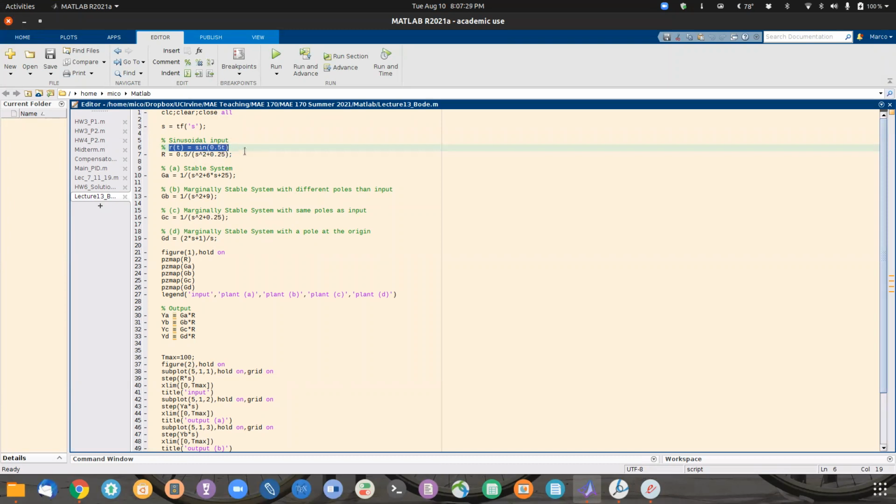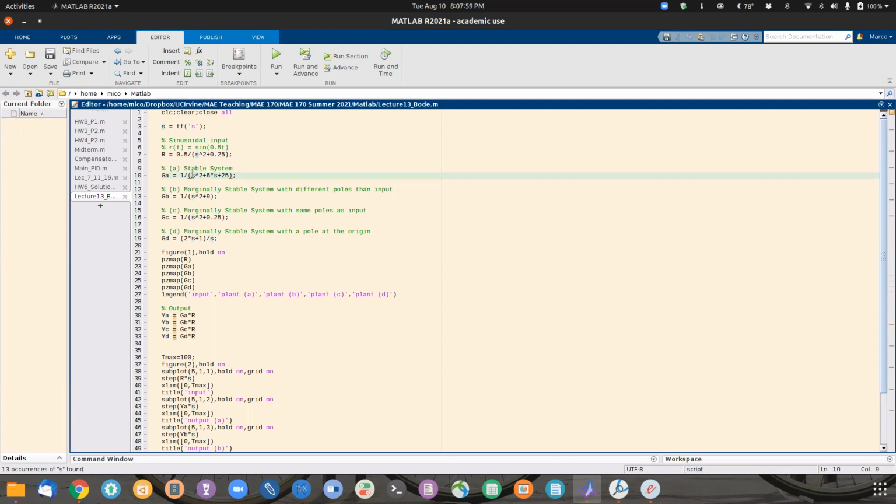So the input here is sine of 1/2 t, or 0.5 t. In the S domain, that becomes 0.5 over S squared plus 0.5 squared, which is 0.25. I just transformed the harmonic function into the Laplace domain. Then we're going to consider 4 cases for the system. We're going to have a stable system.